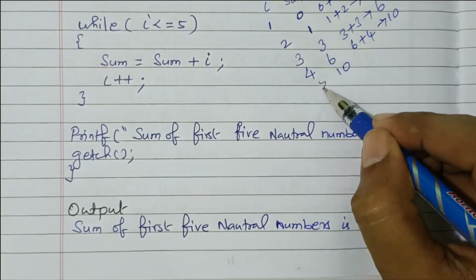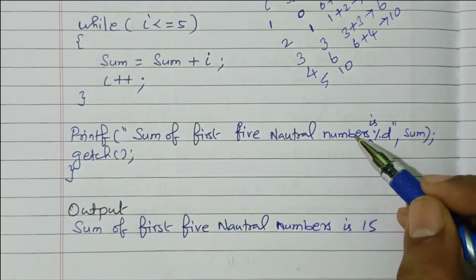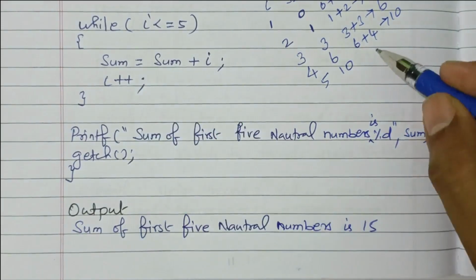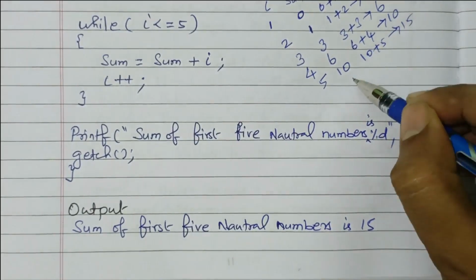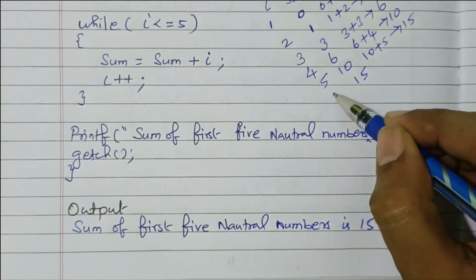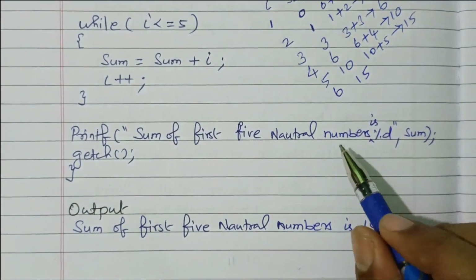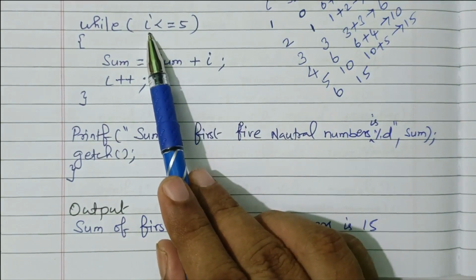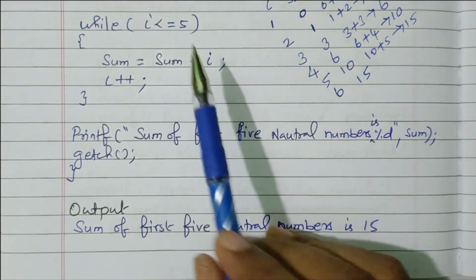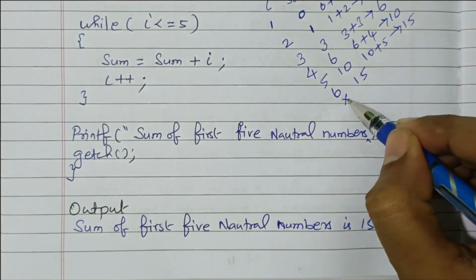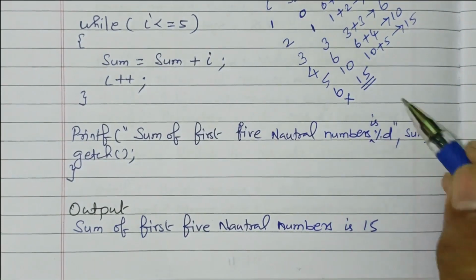Again I is incremented to 5. Right. Again it will execute the statement. 10 plus 5, 15. Now the sum becomes 15. Then I is incremented, it becomes 6. Now see the condition, I less than or equal to 5. Now the I is 6. 6 less than or equal to 5? So this condition is false. So it will stop this process.